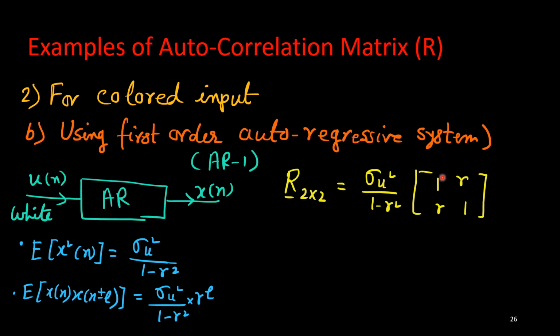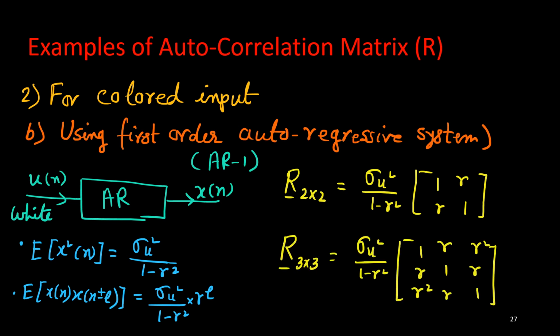So for a 2 by 2 matrix it is very simple. Sigma squared upon 1 minus r squared, so this is 1, 1 and this is r, this is r. Okay, because this time L equal to 1 only, adjacent only. And for 3 by 3, I'll get all 1 here, then this is all r, then this term is r squared and this term is r squared and this is r.